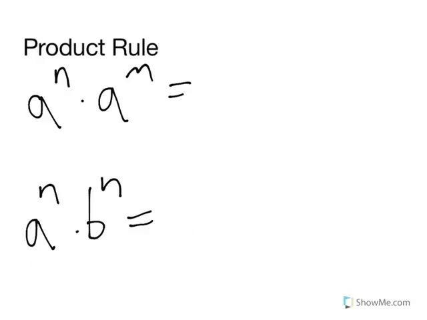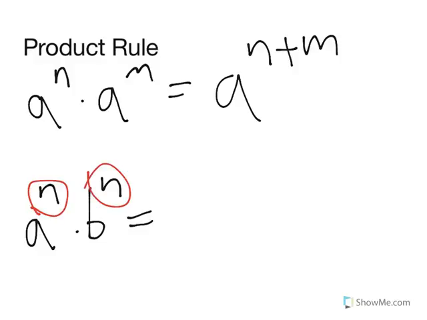First we're going to talk about the product rule. This is when we are multiplying exponential functions. When we have a to the n times a to the m, this becomes a to the n plus m. Also, when we have exponential functions being multiplied with the same power, we can group the bases together. So it becomes a times b raised to the n.